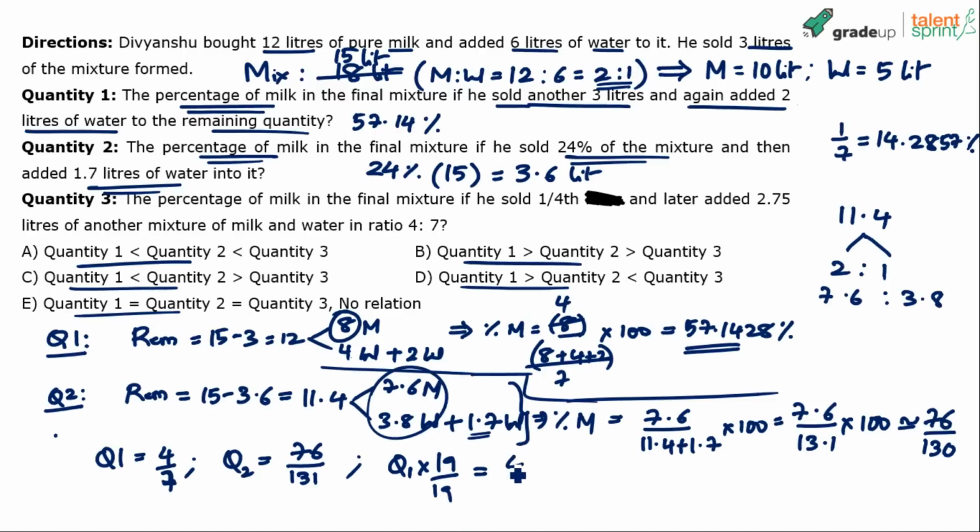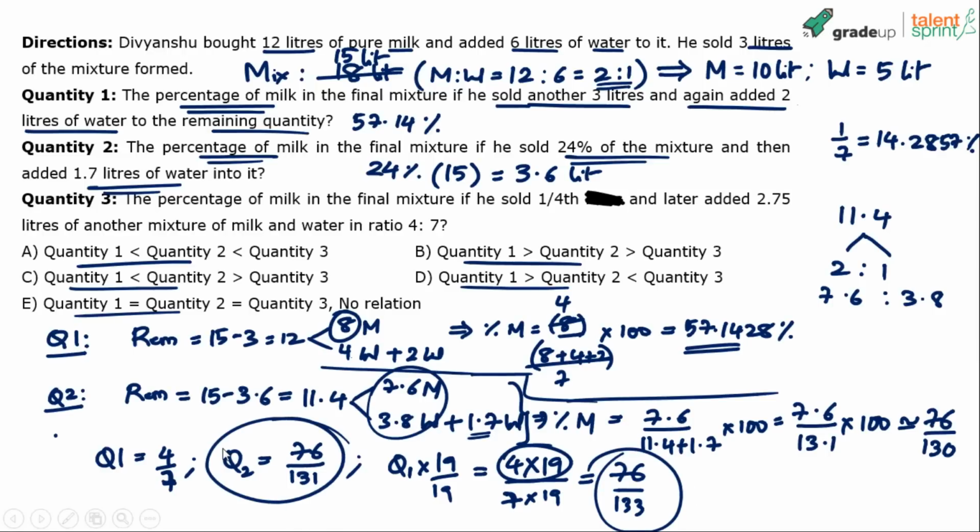So what happens? We'll get 4 into 19 divided by 7 into 19. Why are we multiplying by 19? Because once I multiply 4 with 19, I'll get 76 in the numerator, which is equal to the other numerator. What is 7 into 19? It is 133. Now you compare. Quantity 1 is 76 by 133. Quantity 2 is 76 by 131. Which should be more? Quantity 2 should be more.